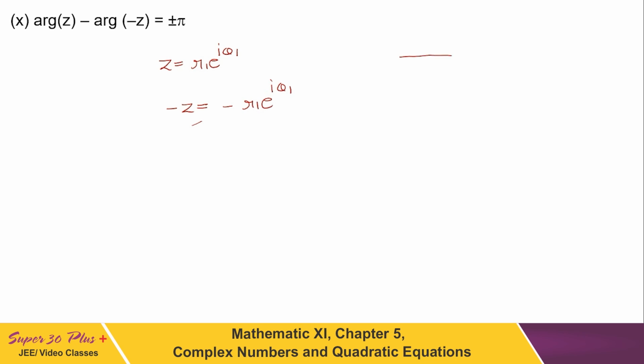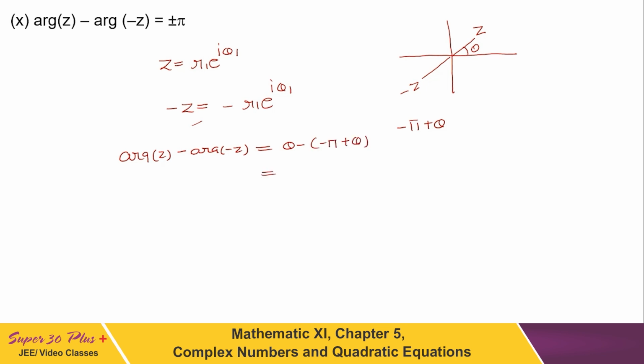Like this, if it is an Argand plane and z is here, then minus z is here. And we can easily find the argument of z is theta, then the argument of minus z is minus pi plus theta. If we subtract these two, meaning argument of z minus argument of minus z, then it is equal to theta minus (minus pi plus theta). Now simplify it: theta plus pi minus theta, and it is equal to pi.